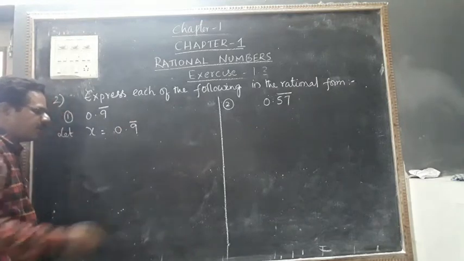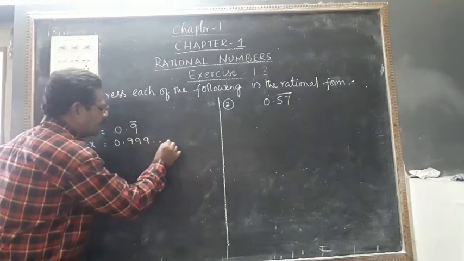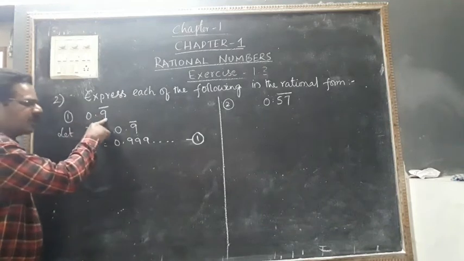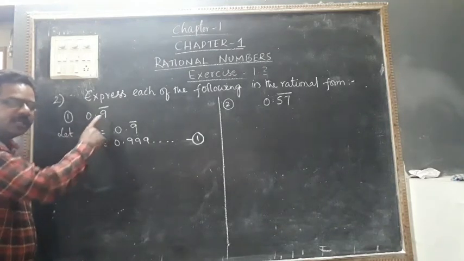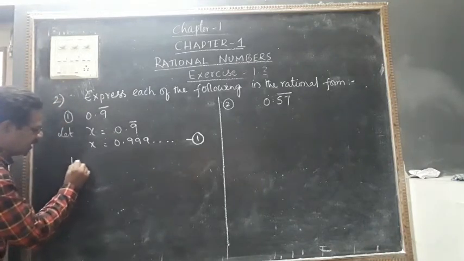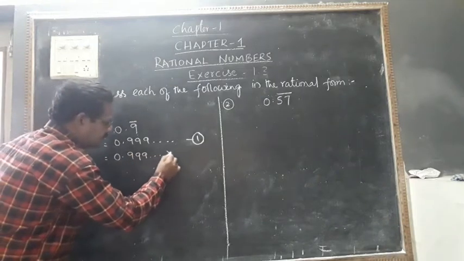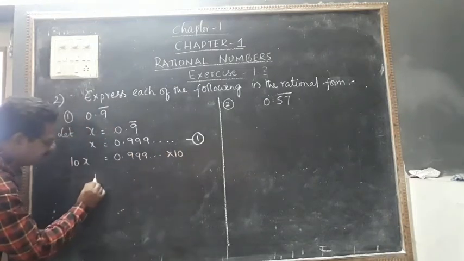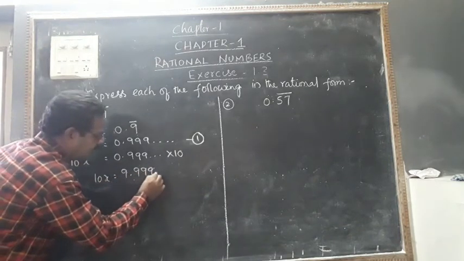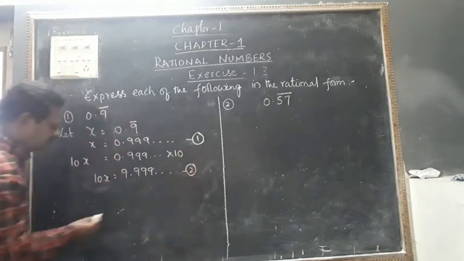So for this solution, let x is equal to 0.9 bar. 0.9 bar means we can write it as 0.999 up to so on. Only one digit is repeating. Its periodicity is equal to 1. That's why we have to multiply both sides with 10. So 10 into x is equal to 0.999 up to so on into 10. Means 10x is equal to 9.999 up to so on. Okay. This we can take as equation number 2.